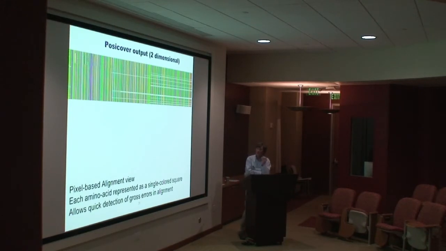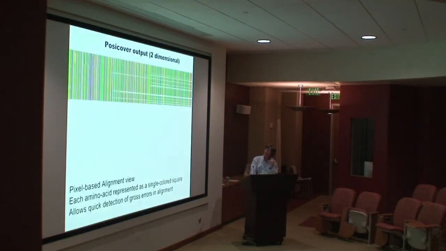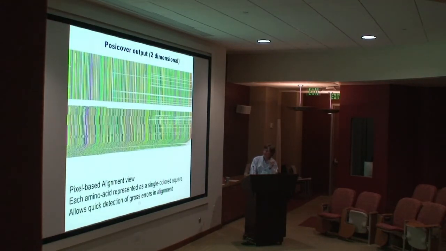One other thing we can do is give a two-dimensional output. I'll walk you through this briefly. This is a sequence alignment where each amino acid is shown as a single pixel. Each row is one sequence, and each column is, of course, one homologous position in the alignment. So there's your sequence alignment, and if you zoom in, there's actually a fair amount of detail you can see, even at the pixel level. There's a variable position here, and so on.